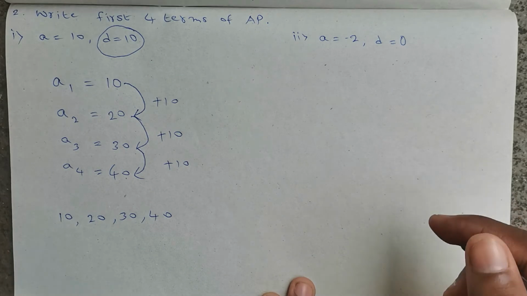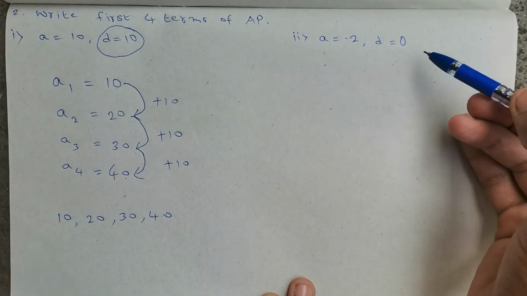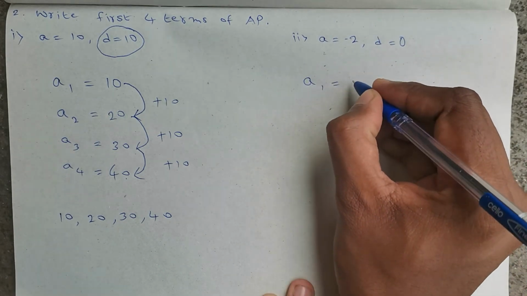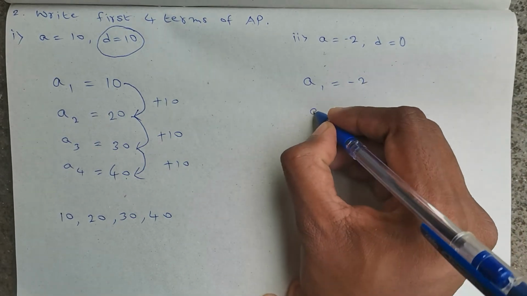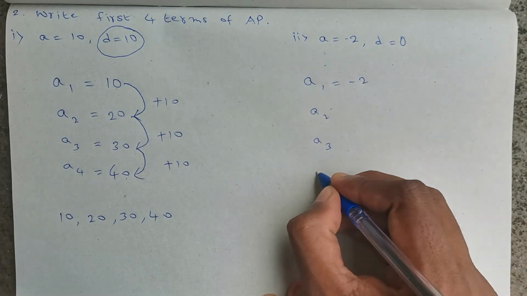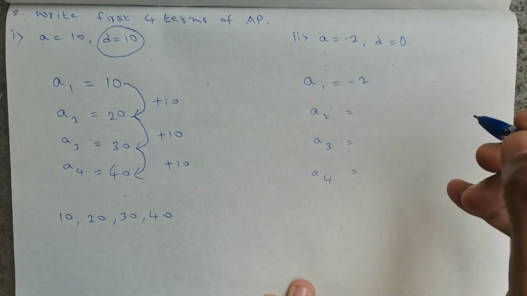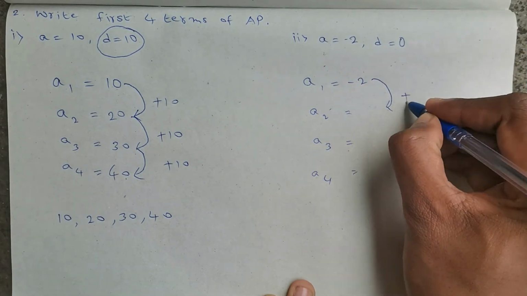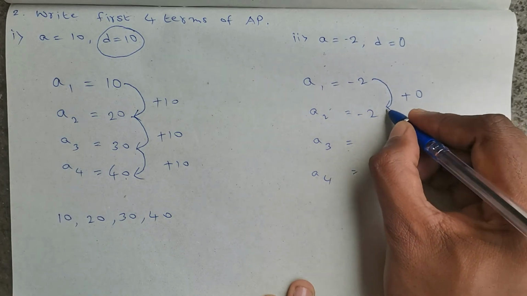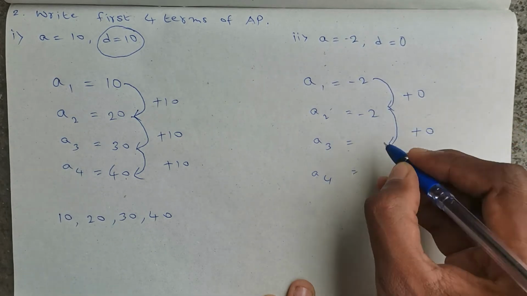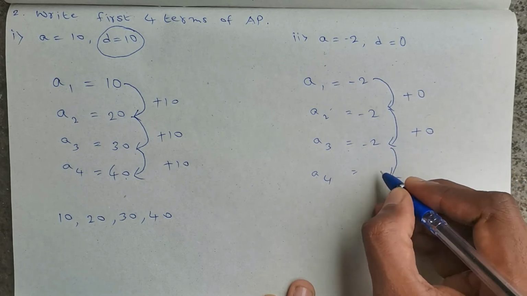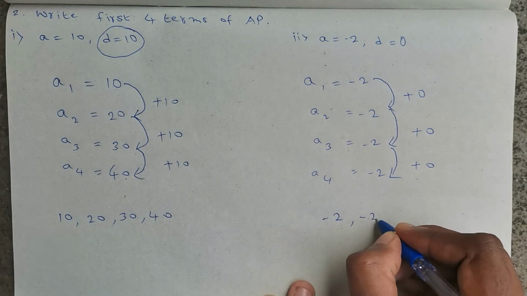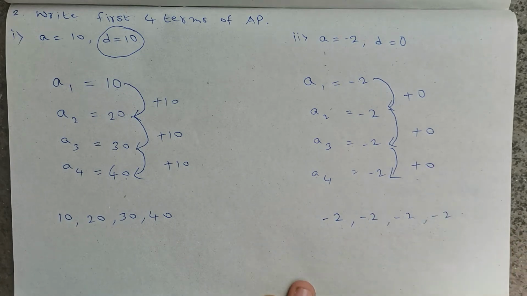Next, second question is given as a is equals to minus 2 and d is equals to 0. a is nothing but first term, so that is also written as a1 is equals to minus 2. Next, a2, a3 and a4. Now for all the terms we keep on adding common difference. Here common difference is 0. So for minus 2, if we add 0, minus 2 only. Again minus 2, again minus 2. So the terms are minus 2, minus 2, minus 2, minus 2.